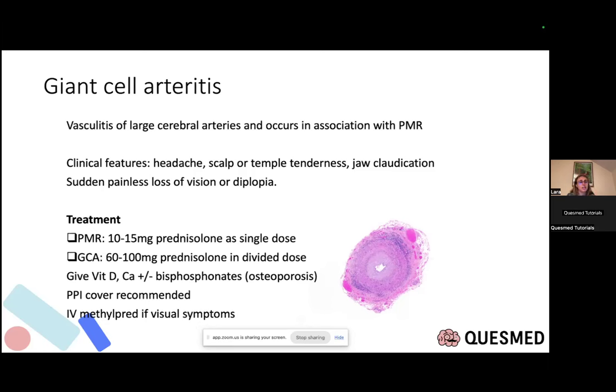But because these patients are on steroids for years, you have to think about the secondary prevention as well. So you have to think they need to be on vitamin D, they need to be on calcium probably, and they need to be on bisphosphonates because they're really high risk of osteoporosis. And they'll need PPI cover as well, because if they're having steroids all the time, they're at really high risk of an upper GI bleed. And I've put there IV methylpred if visual symptoms. And also, if you've got jaw claudication as well, that's sometimes an indication for IV steroids as well.